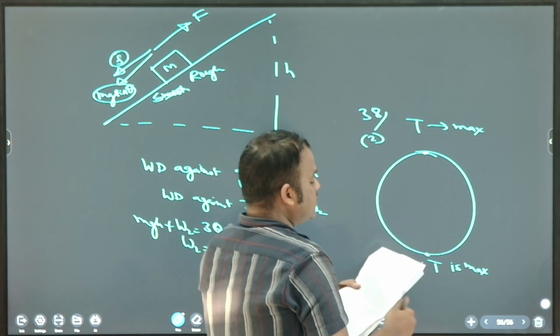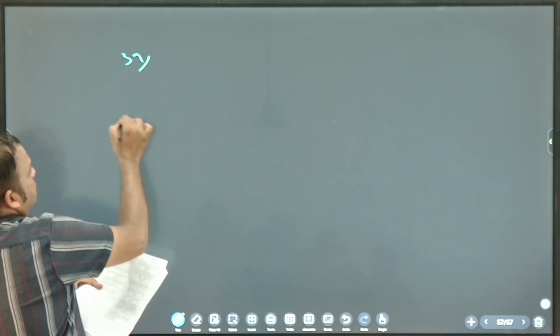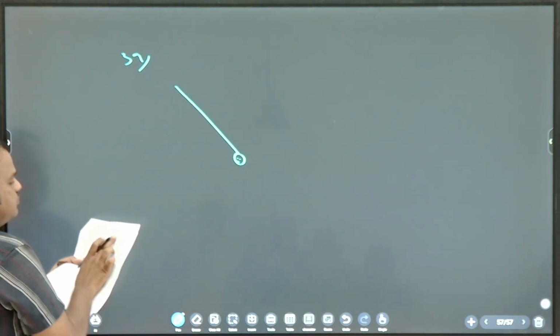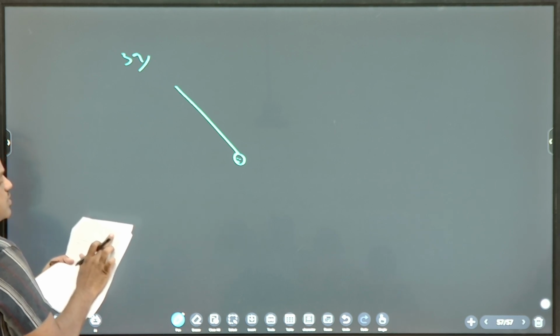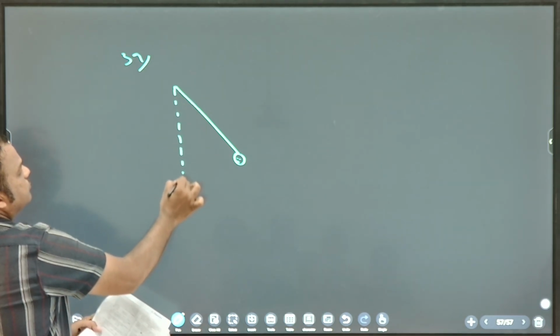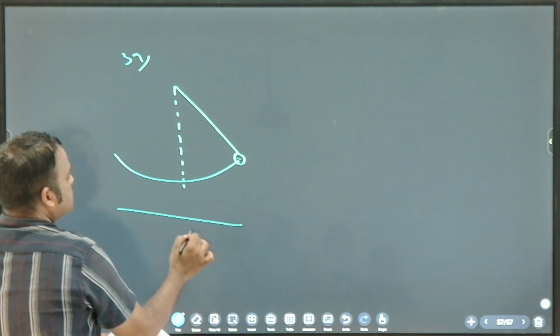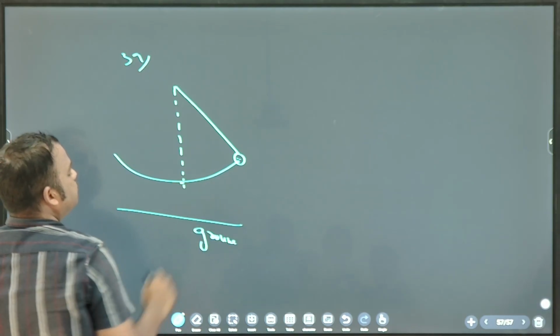39. A child is sitting on a swing, a pendulum. Suppose this is the child. The child swings on the pendulum. The maximum height from the ground is 0.75 meter. So this is the ground. This is the maximum height.